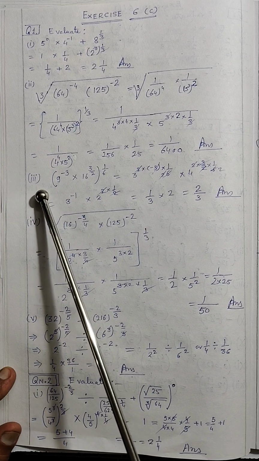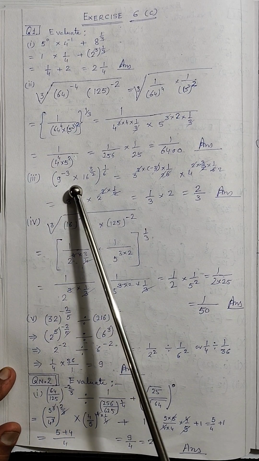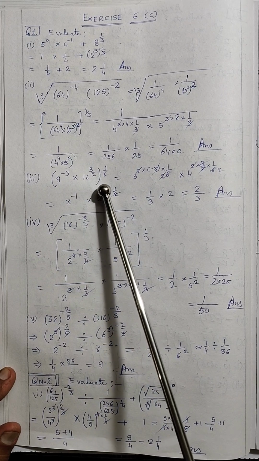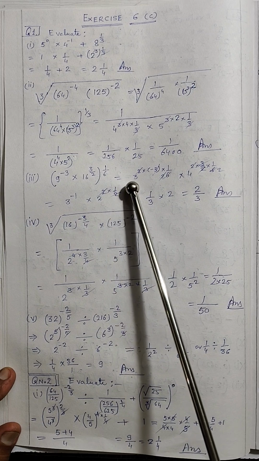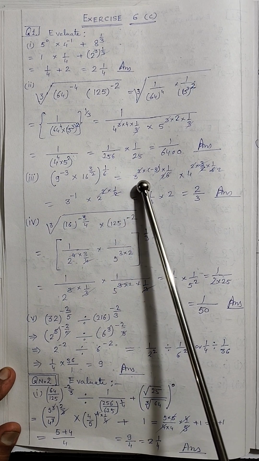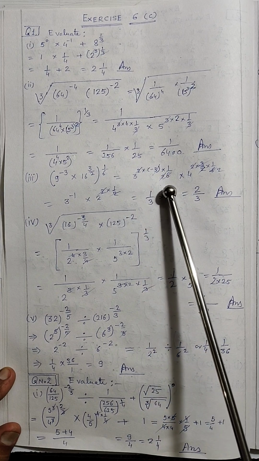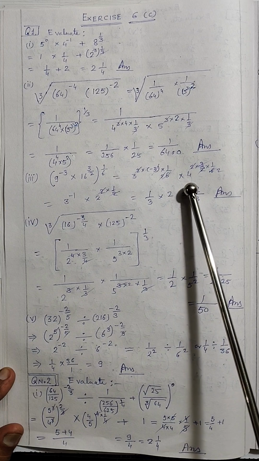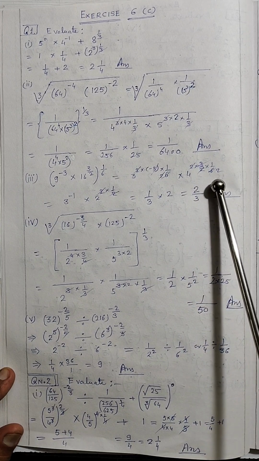Now come to the third part, that is 9 raised to power minus 3 into 16 raised to power 3 by 2, bracket whole raised to power 1 by 6. So 9 can be written 3 raised to power 2 into minus 3 into 1 by 6, and 16 that can be written 4 raised to power 2 into 3 by 2 into 1 by 6.